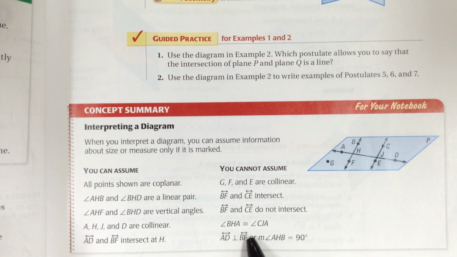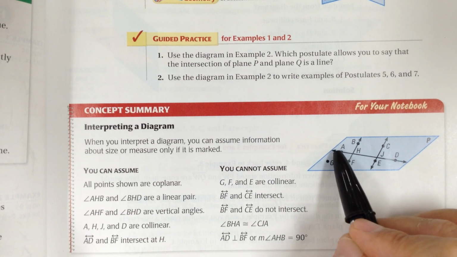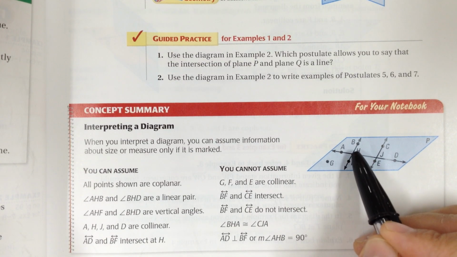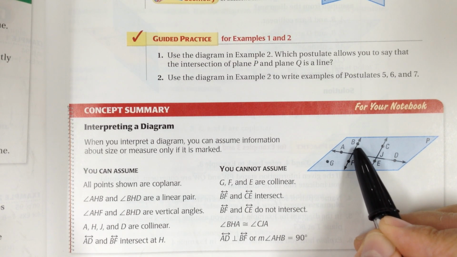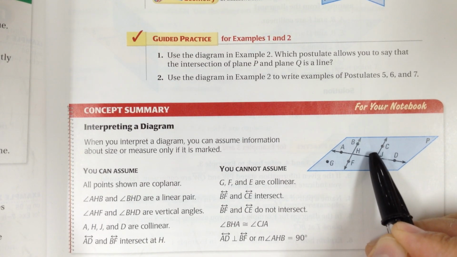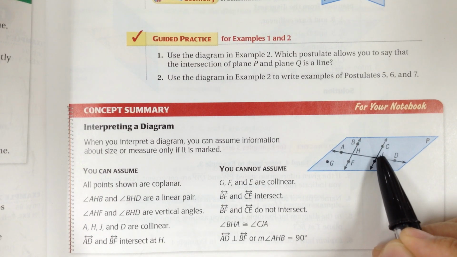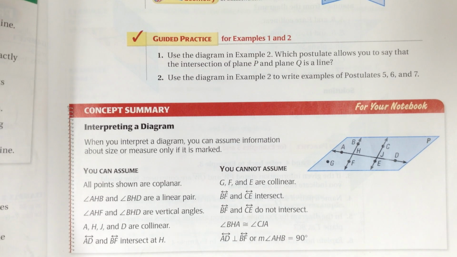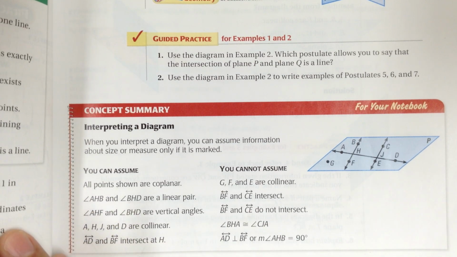Okay? You also cannot assume that all these are perpendicular. You cannot assume these are perpendicular, even if it may look like it. When you don't see the little tiny red square, then that means you cannot assume that it's 90 degrees. That means you cannot assume these are perpendicular. So that's why you have to pay close attention to the markings. If you don't see the markings, then don't assume.